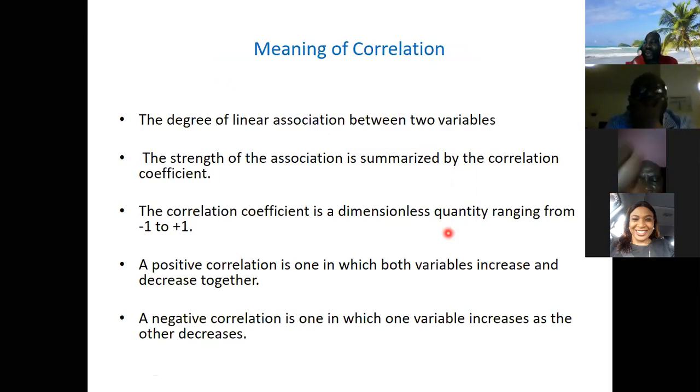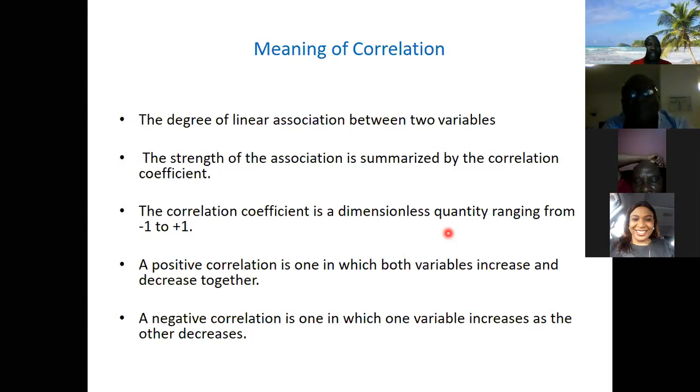The logic there is that the numerator can never be bigger than the denominator. If the numerator were bigger, you would have a value greater than 1, which cannot happen, so the magnitude is from 0 to 1. But if the variables move in the opposite direction, it will be minus. If it is in the positive direction, it's plus.